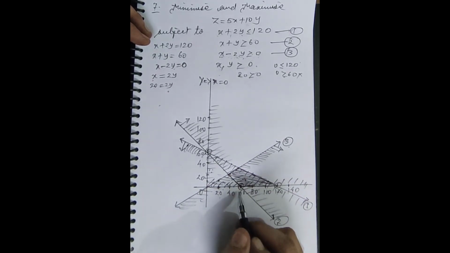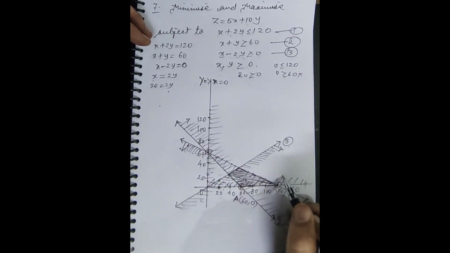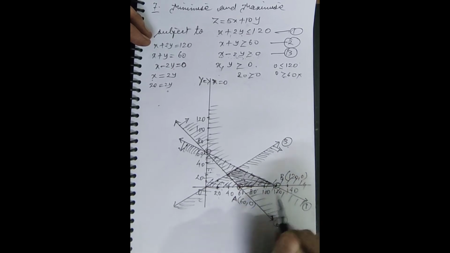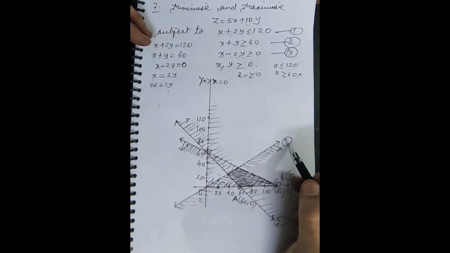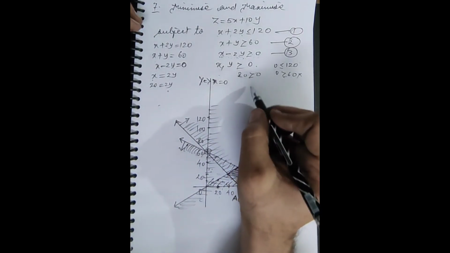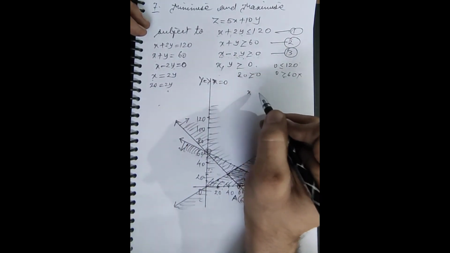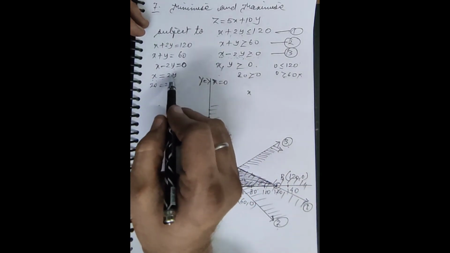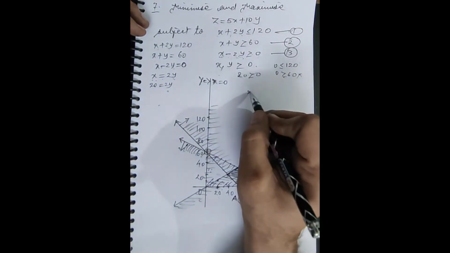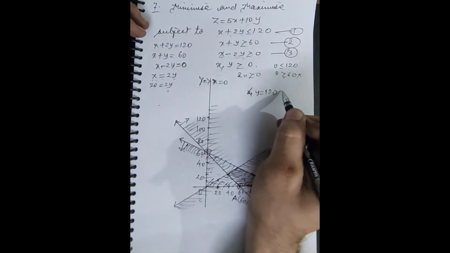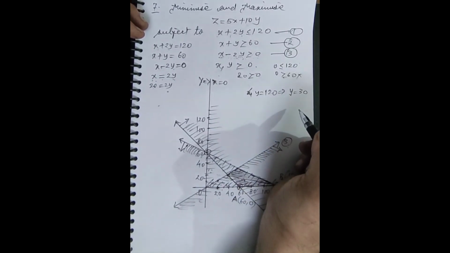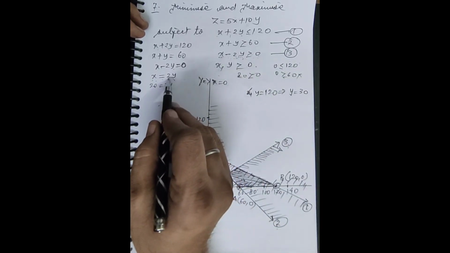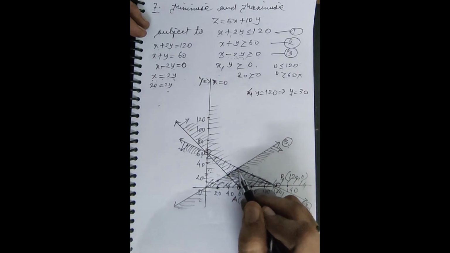A polygon. So point A is (60, 0). Point B, corner points we have to take, (120, 0). These 2 points are the intersections of 3 with 1 and 2. So we will solve them. First of all, x with 3 we have to solve. So x equal to 2y is the value. With 1 we can simply put x equal to 2y. So it becomes 2y plus 2y, 4y is equal to 120. This implies y is equal to 30. So x will be 60. Means this point must be (60, 30).